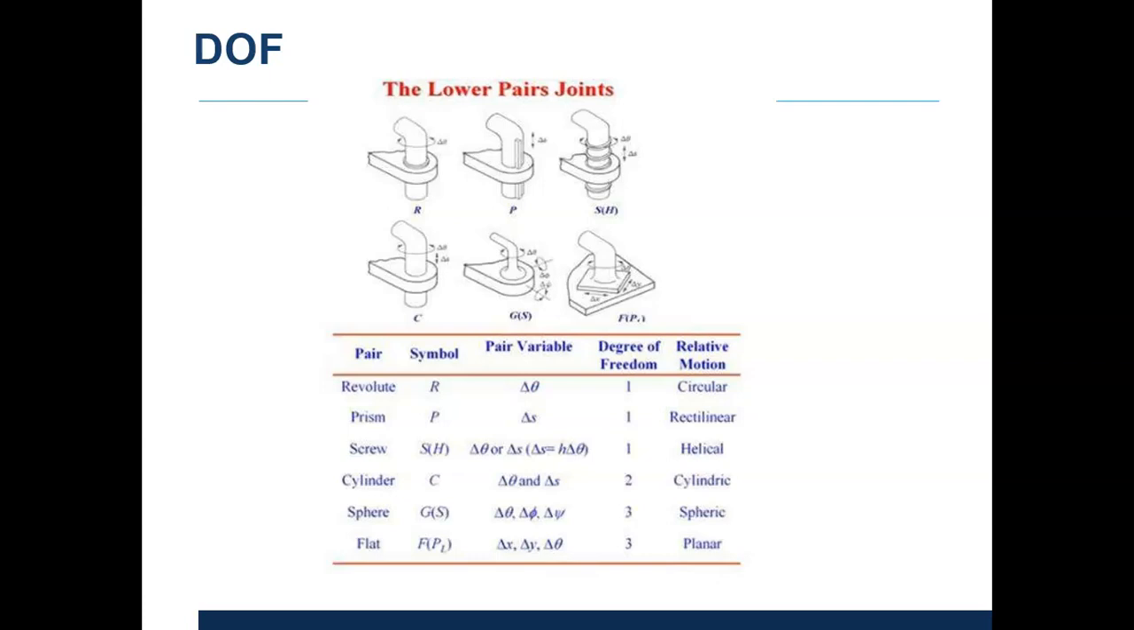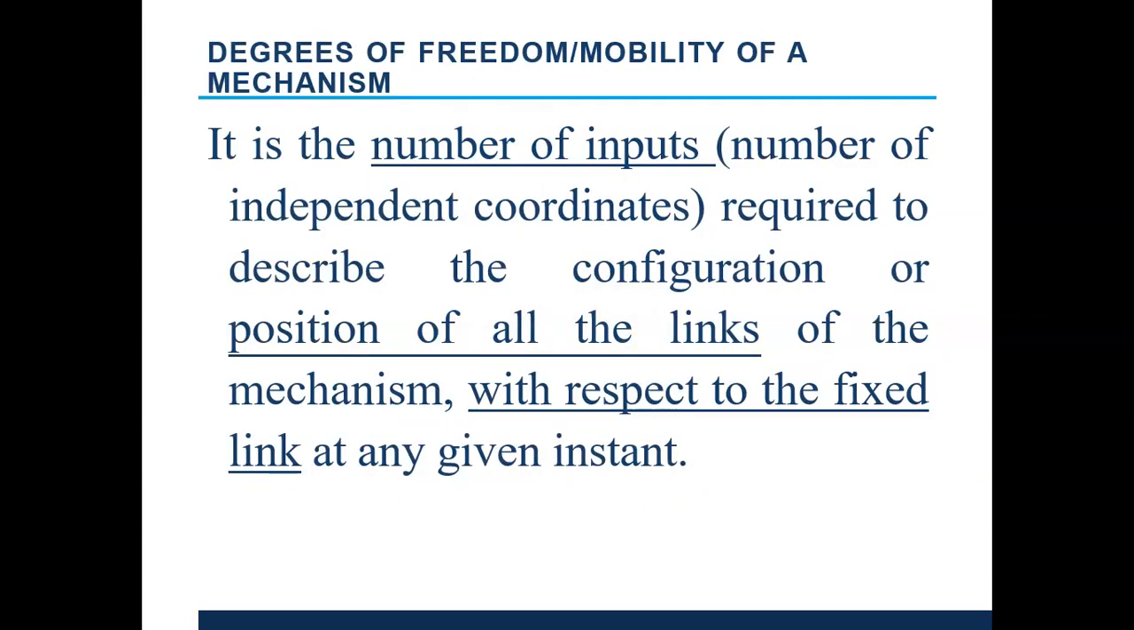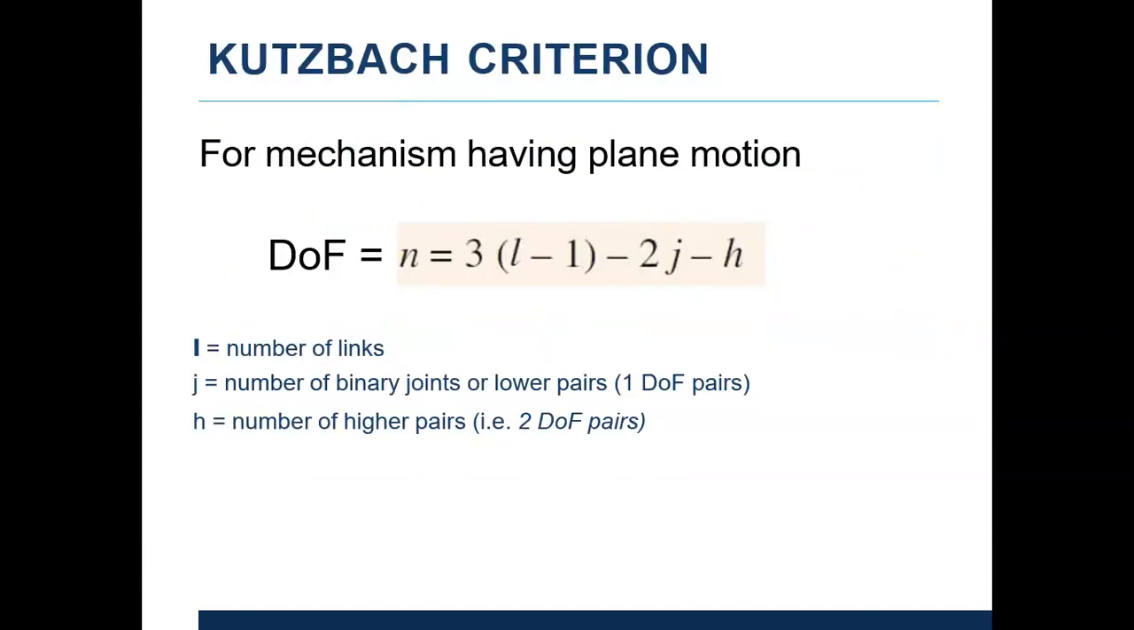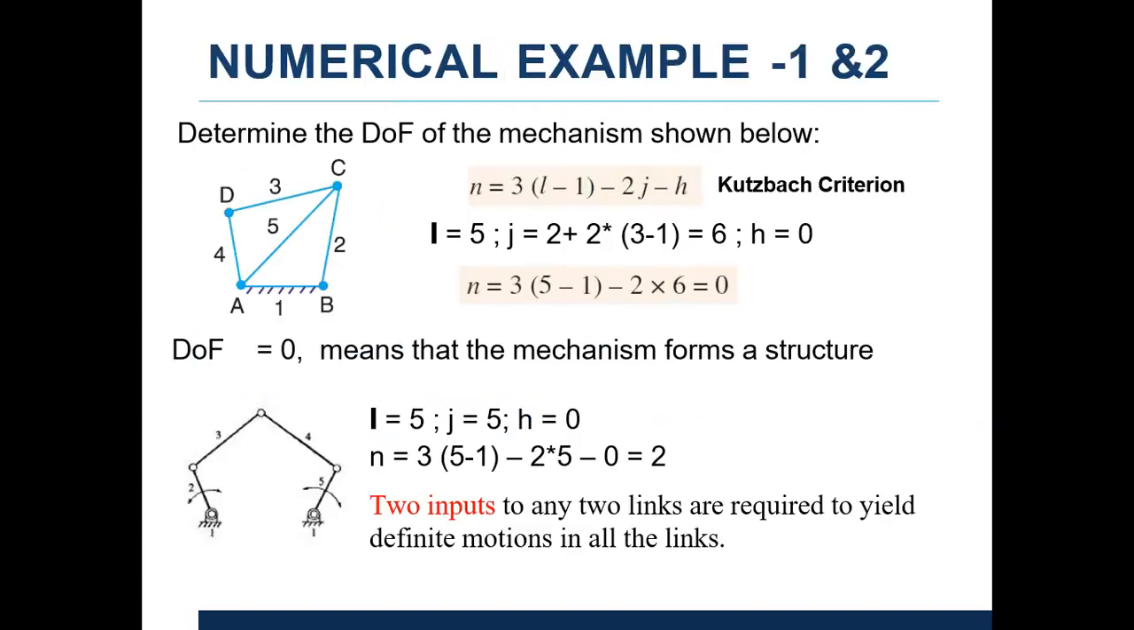Here are the lower pairs and standard values of degrees of freedom with respect to the mechanism's rotation and motion. The number of inputs is given with respect to the motion, and this is the basic formula designed by the Grubler criterion. Degrees of freedom n = 3(L - 1) - 2j - h. Here L represents the number of links, j represents binary joints, and h represents the number of higher pairs. Based upon this equation, we determine whether the mechanism is able to transmit motion or not. With the help of this formula we can calculate the degrees of freedom for the links that you have seen in our mechanism.